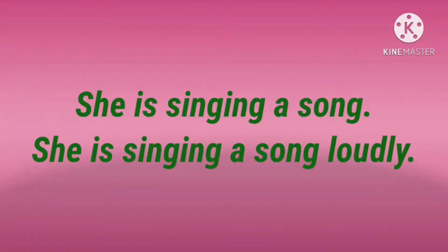An adverb is a word that modifies a verb in a sentence. She is singing a song. She is singing a song loudly. So, the adverb loudly in the second sentence modifies the verb sing by giving us more information that the song is sung with a loud voice. Yes or no? Yes. So, such a word is called an adverb.